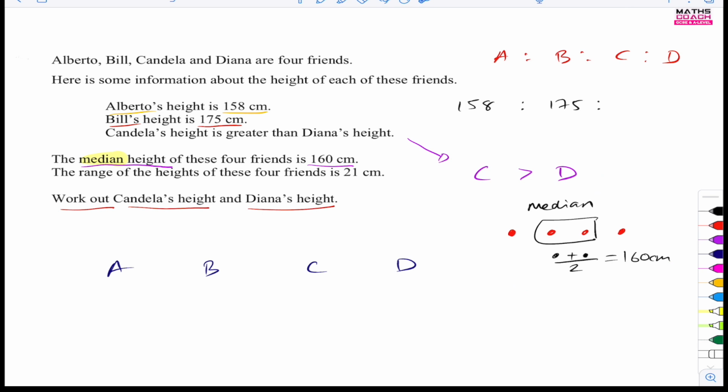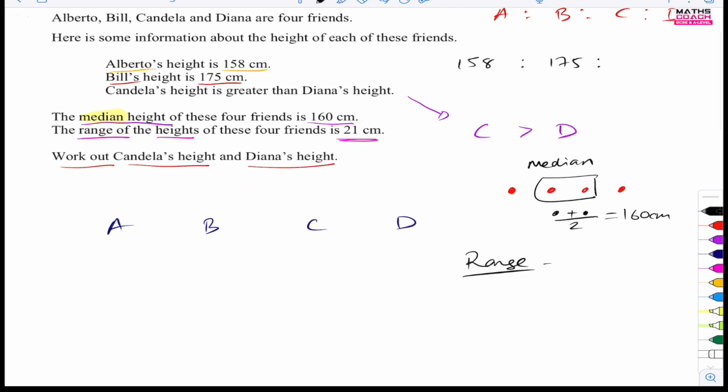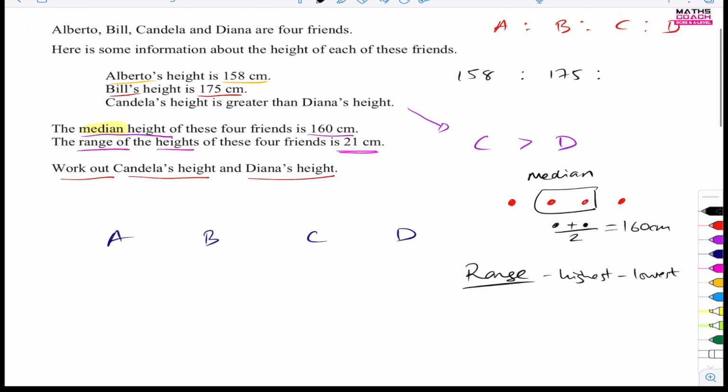Let's continue reading. It says the range of the heights of these 4 friends is 21 centimeters. What does range mean? Let's remind ourselves, range is the highest value take away the lowest value. We know that this highest value take away the lowest value has to equal 21 centimeters. All right, we know that.